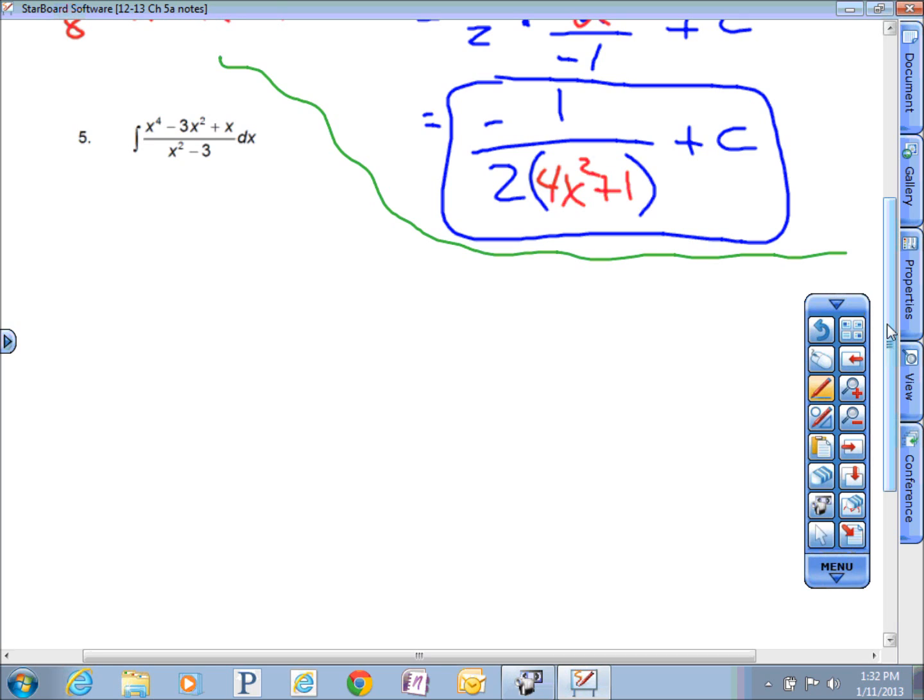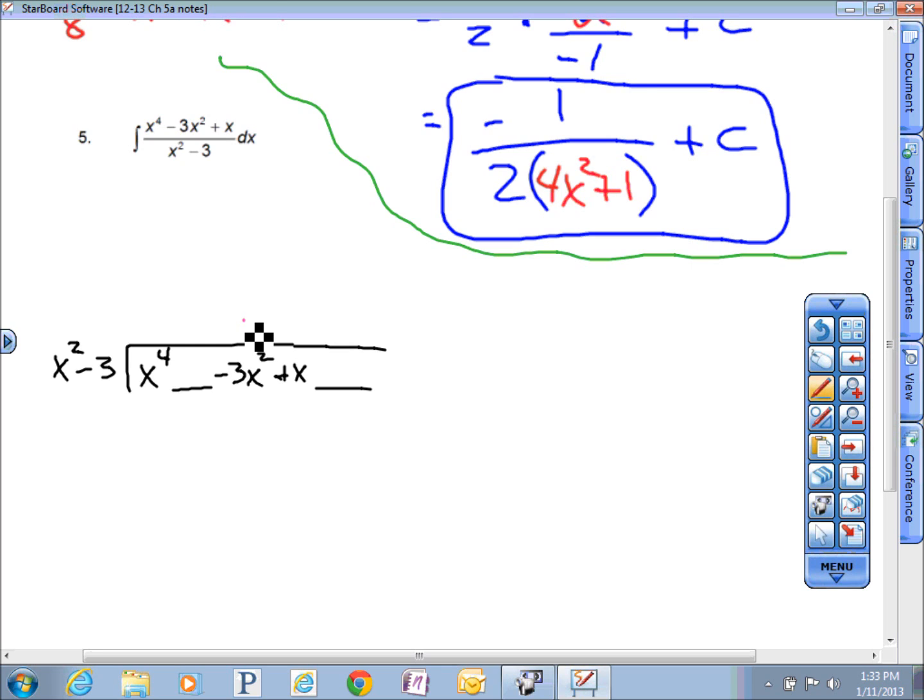Long division, what is that going to look like? Well, I would take x squared minus 3, and I would divide that x squared minus 3 into x to the 4th, don't have any x cubes, minus 3x squared plus x, and I don't have a constant term. The reason I'm going to do this is I think I can make myself an integral that would be a little bit easier to deal with. So let's say that we carry out the long division.